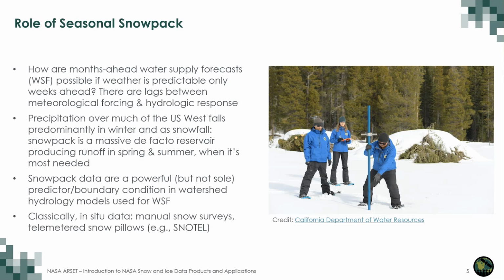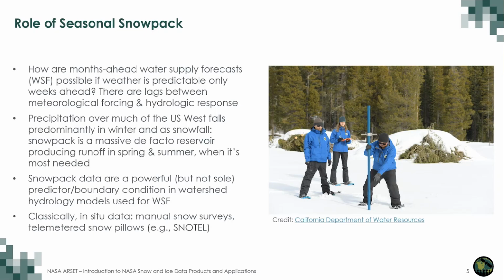We're looking quite specifically at the Western US and Western Canada as well. In that region, precipitation falls mainly in winter and mainly as snowfall, especially in the mountains. And that mountain snowpack forms effectively this gigantic reservoir that produces runoff the following spring and summer when it's most needed. So snowpack data are essentially a powerful, though not the only, predictor or boundary condition in watershed hydrology models used for water supply forecasting. If you know what the snowpack is, you'll have a decent idea right off the bat of what the upcoming spring-summer runoff is going to be. There's more to it than that, but that's the foundation of it.